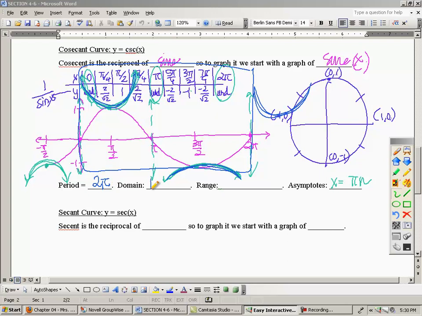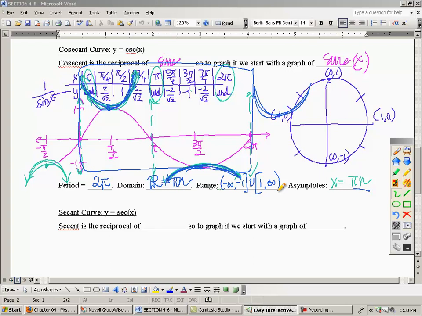Now what's my domain? All reals except for where my asymptotes are, which is at pi n, every multiple of pi. The range is going to be the hardest part. The highest point of the lower branch is -1, and then it goes down to -infinity. So -infinity to -1 including, and from +1 up to infinity for the other branch.